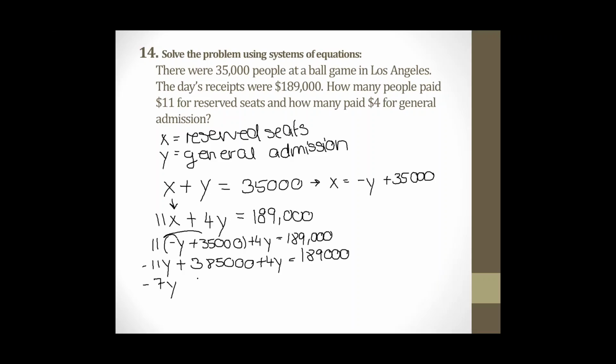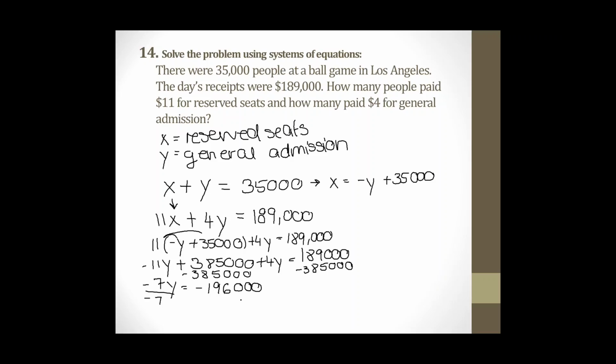And then we are going to subtract this big number from both sides. What do you guys get on the right side if you're subtracting 189,000 minus 385,000? A negative. Thank you for helping out here. These are some big numbers. Okay, we got negative 196,000, almost there.